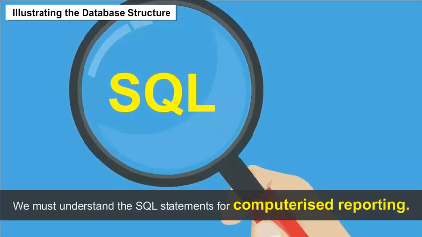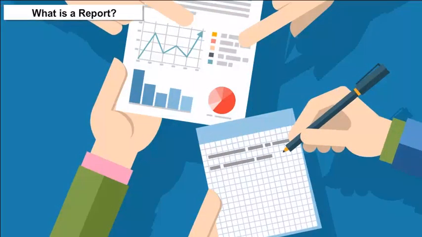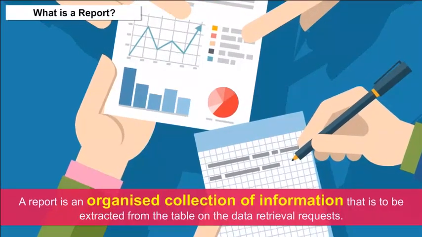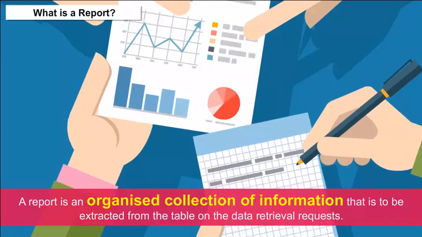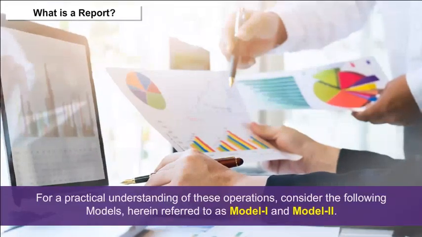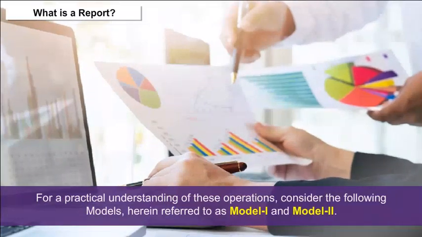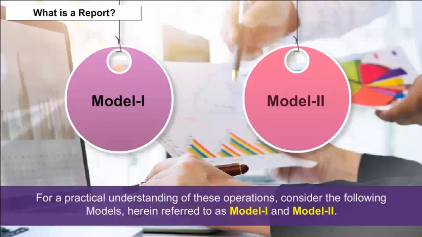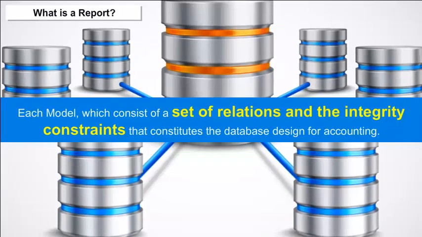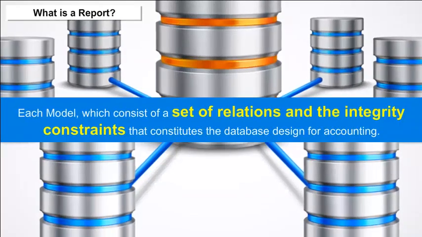We must understand the SQL statements for computerized reporting. What is a report? A report is an organized collection of information that is to be extracted from the table on the data retrieval requests. For a practical understanding of these operations, consider the following models, herein referred to as Model 1 and Model 2. Each model consists of a set of relations and the integrity constraints that constitute the database design for accounting.